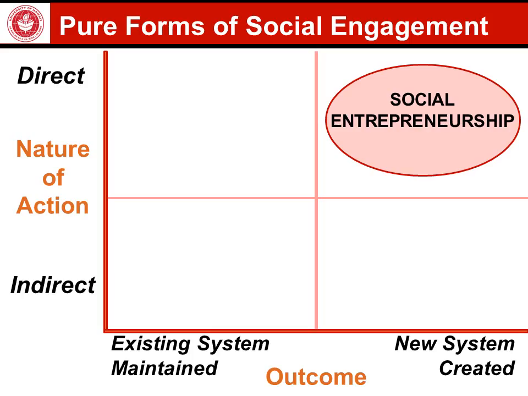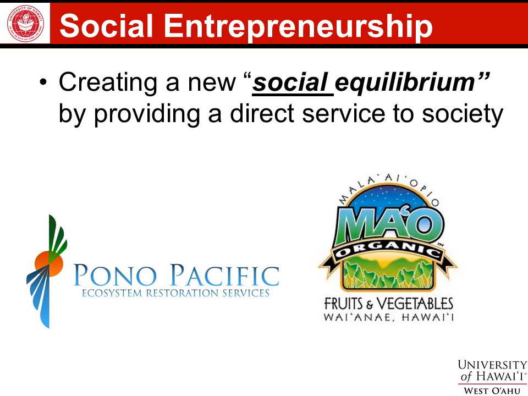Social entrepreneurship, the focus of this presentation, exists in the top right corner. There you seek a new system, and you're also taking direct action. The idea behind social entrepreneurship is you want to create a new social equilibrium by providing direct service to society. Just like the social activists, they have a vision of how society can be a better place. Just like the social service providers, they take direct action to bring that into being.